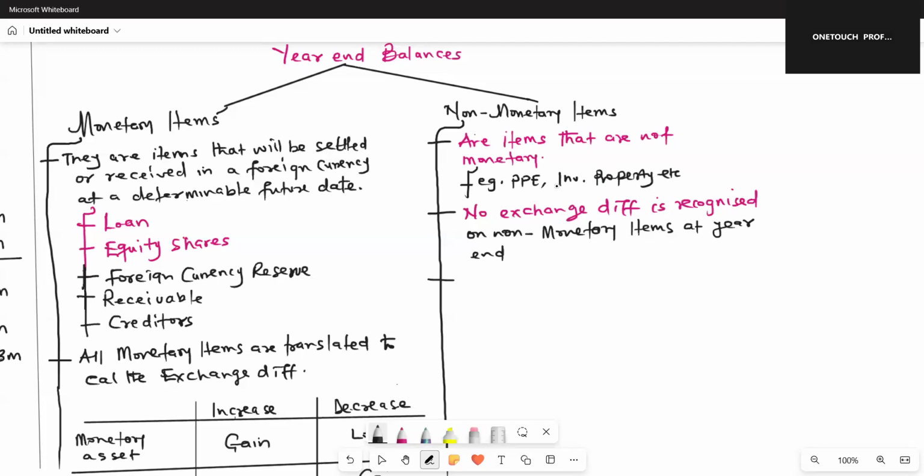You have land and building. It is situated in US. If they do revaluation, the figure they will give you will be in dollars. Is that not it? So to ascertain and revalue the amount, you translate or you convert it into what? Into your functional currency. That's all. So translation is done only to ascertain the fair value or the revalued amount. There is no exchange difference on non-monetary items.